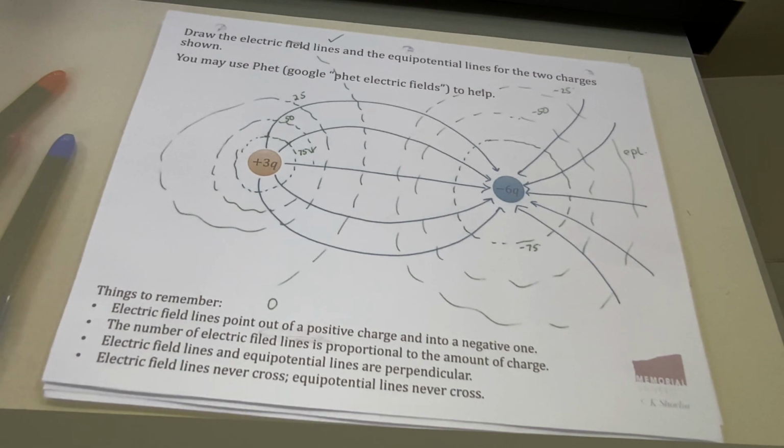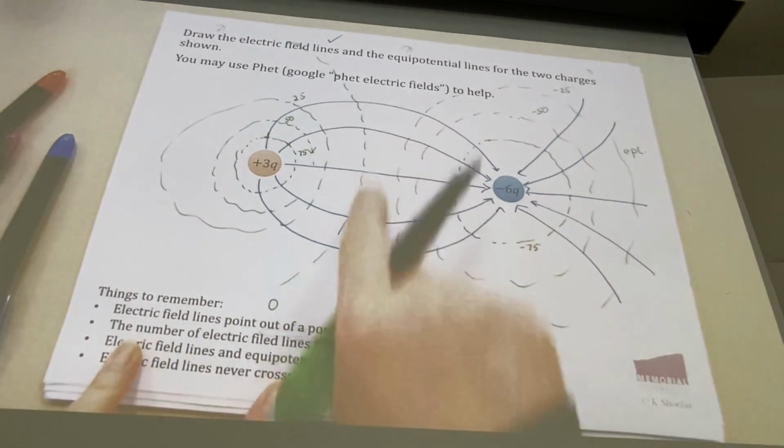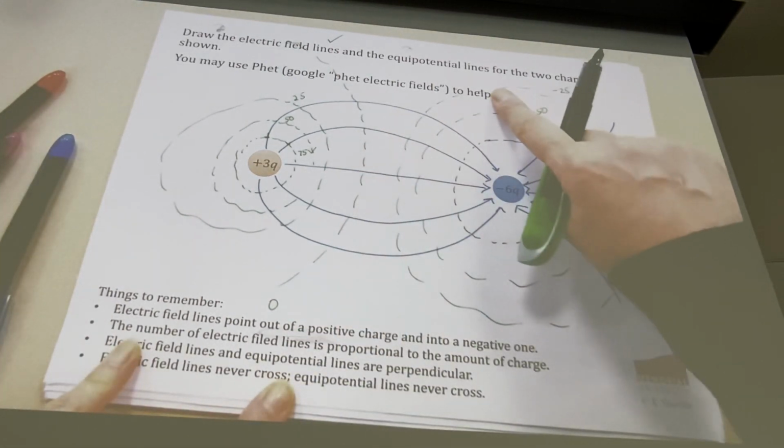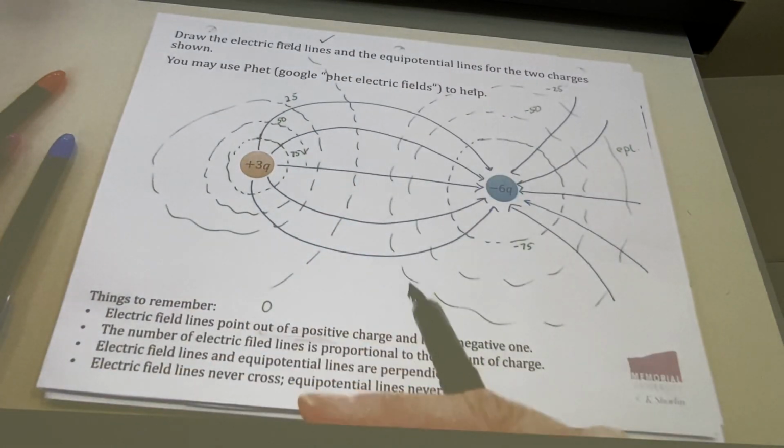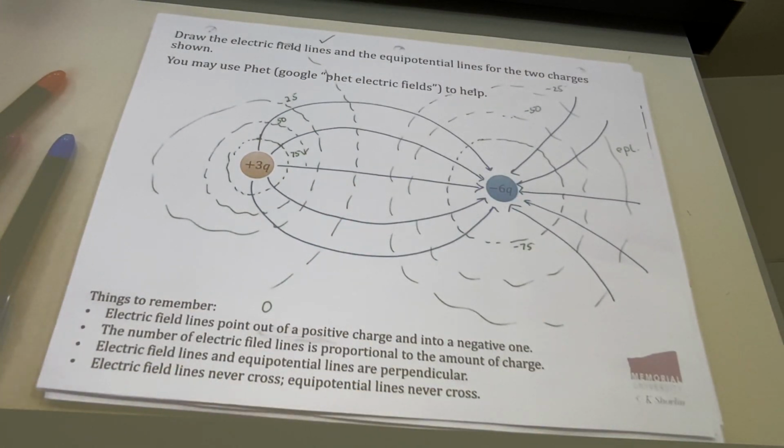So at a, yeah? Can they cross? So these blue lines can never cross, and the green lines themselves can never cross, but the blue and the green can cross, and they kind of have to because they're perpendicular. Yeah, good question.